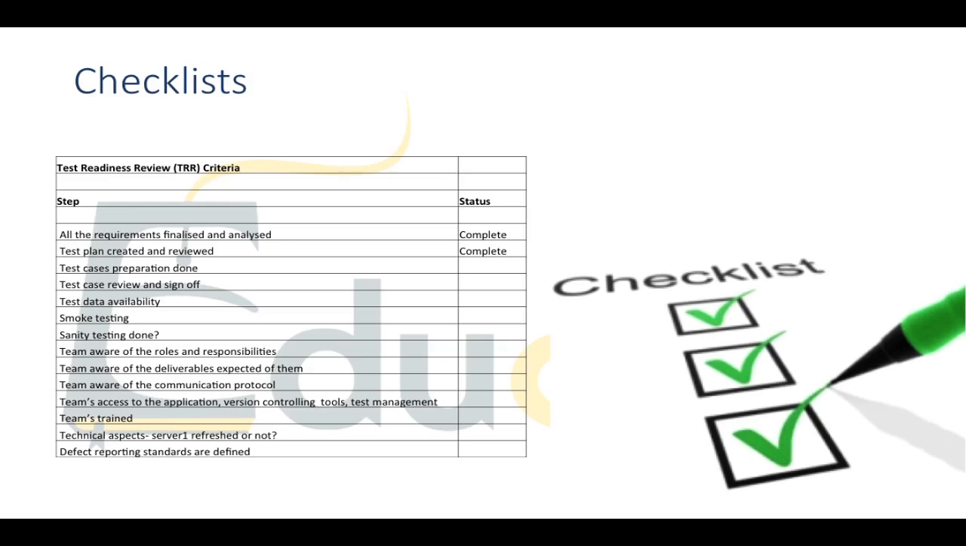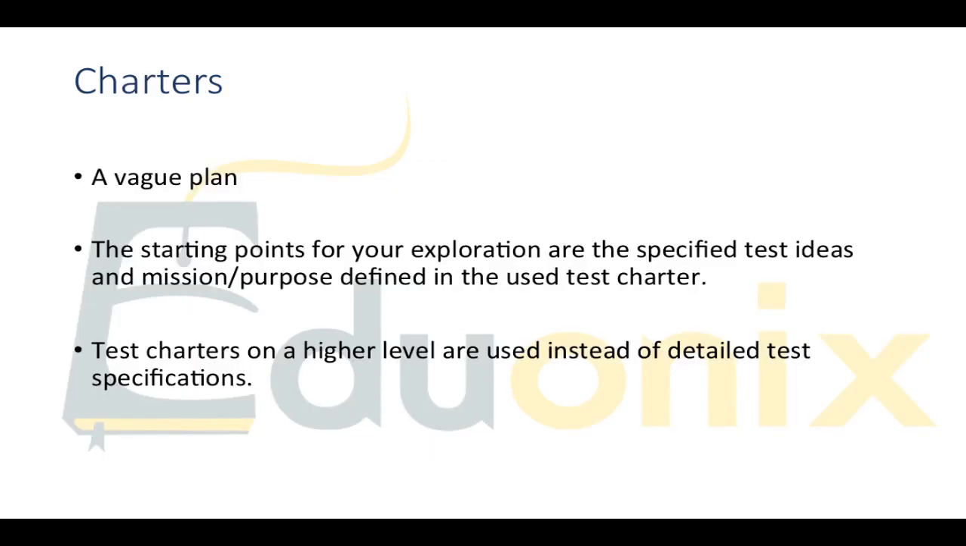And finally, we have charters. A charter is just a vague plan, the starting point for your exploration and the specific test ideas. The mission purpose should be defined using the charter. I guess you could probably think of it as a mission statement that a lot of companies have. This is what we're about, this is what we do.